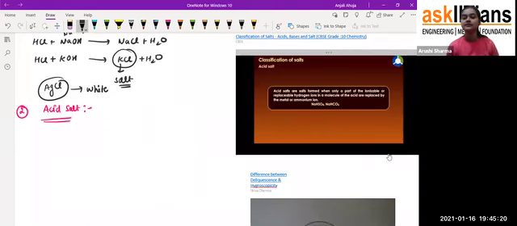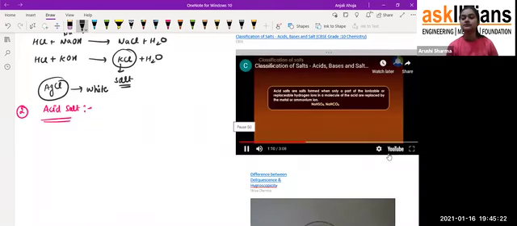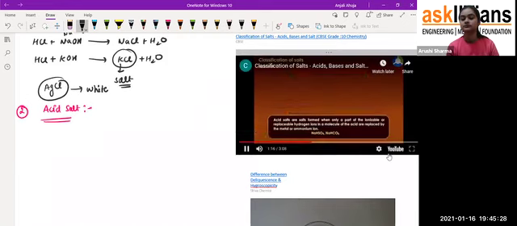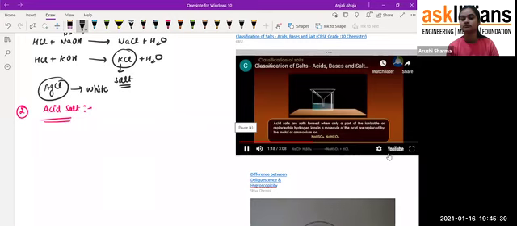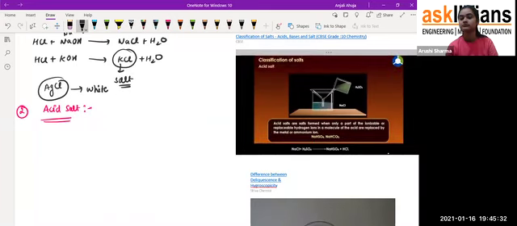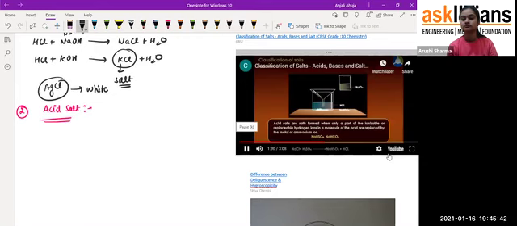Okay. NaHSO4, sodium bisulfate, NaHCO3, sodium bicarbonate. NaCl, sodium chloride, plus H2SO4, sulfuric acid, gives NaHSO4, sodium bisulfate, plus HCl, hydrogen chloride.